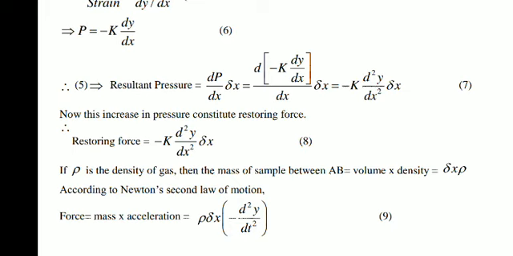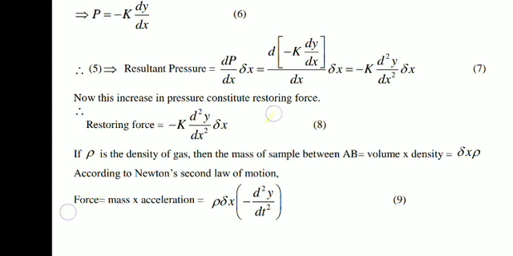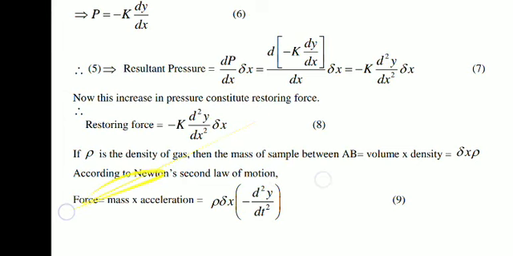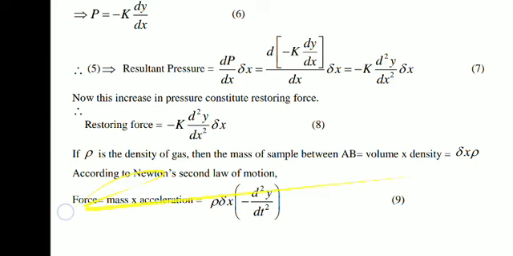So we have one formula for this restoring force, but alternatively we can also find out the formula for restoring force. How? Since we have considered the gas having the unit cross sectional area, if rho is the density of the gas, then the mass of the sample between the plane A and B, what is the mass? Mass will be equal to volume multiplied by density. So volume between the plane A and B is nothing but delta x, and the value of density is rho.